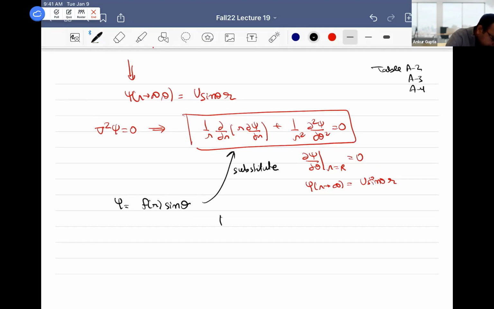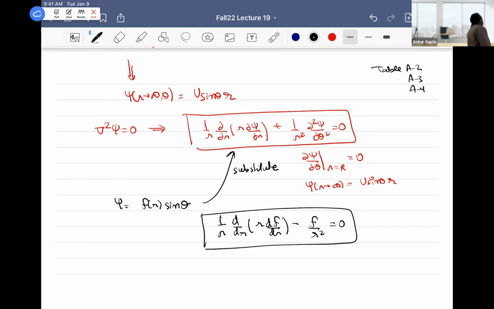So if you propose this form and substitute, you get out, and the sine theta gets cancelled. So the equation basically, sine theta goes away. And you get a negative sign, because when you differentiate sine theta, you get minus cos theta. When you differentiate again, you get sine theta. So sine theta drops out, and you get one equation finally in terms of 1 by r df by dr, d2f by dr2, minus f by r square.